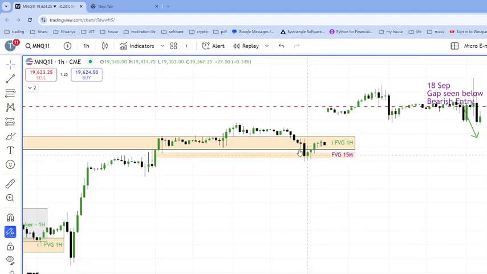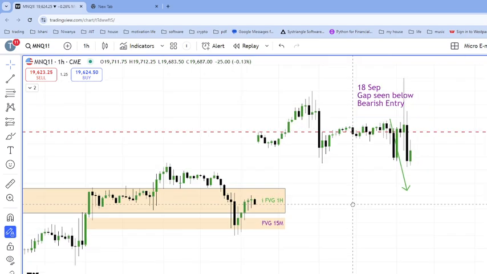So this is the NASDAQ index futures. You can see on a previous day there was a gap. So on this date we were expecting the price to go and fill towards the gap.